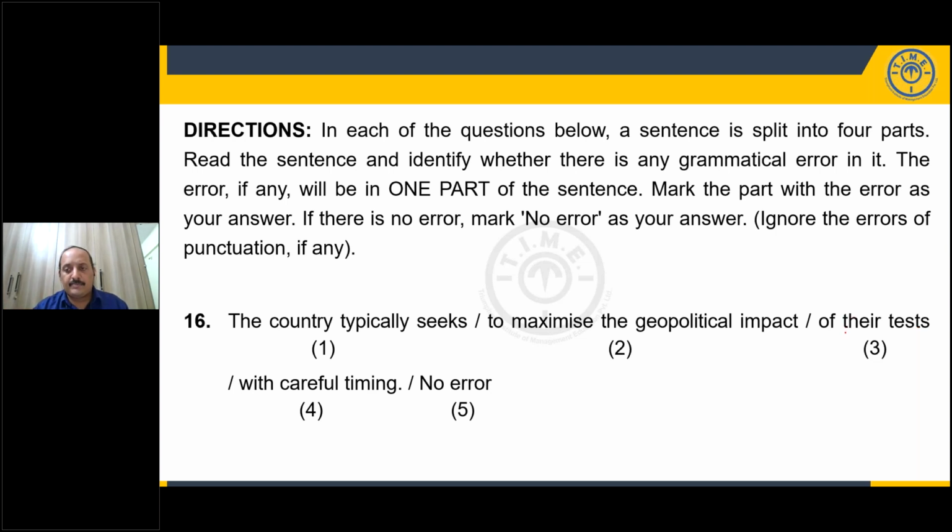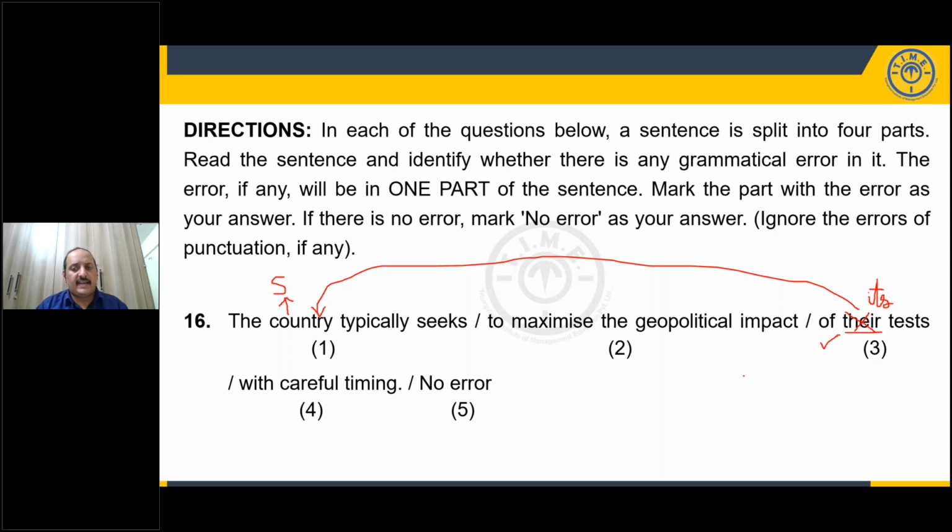So over here, I have a pronoun, their. The noun for this their is the country. It's referring to the country. Whose tests are we talking about? The country's tests. But country is singular. We are not talking about countries. We're talking about only one country. And their, as we know, is plural. So this is definitely wrong. I should use its. The singular form of their is its. So my error definitely is in part number 3.